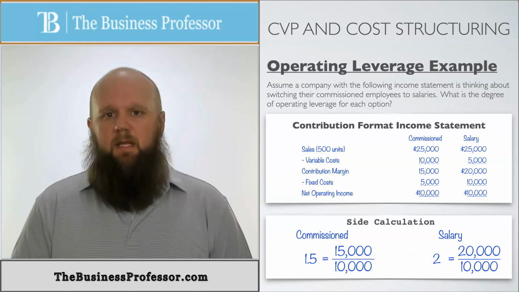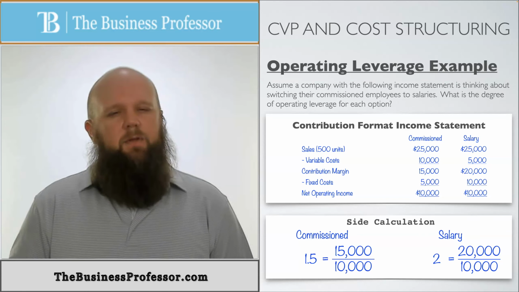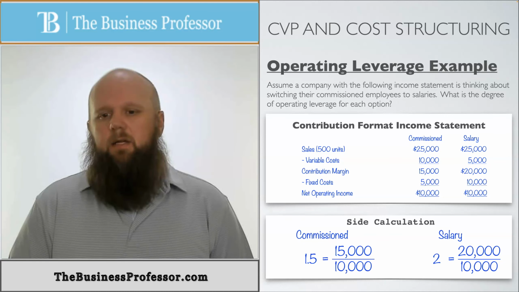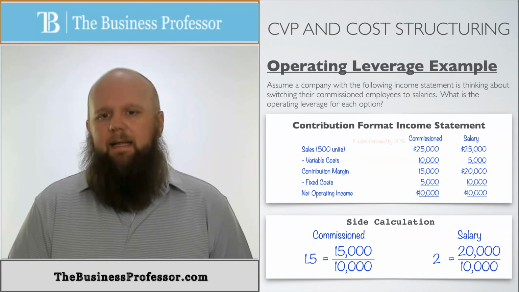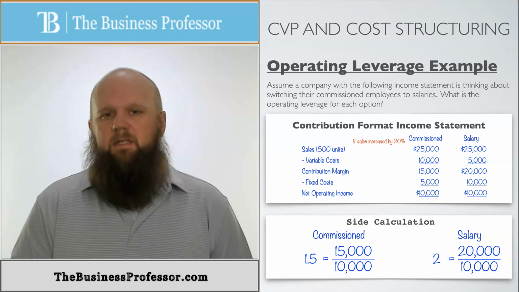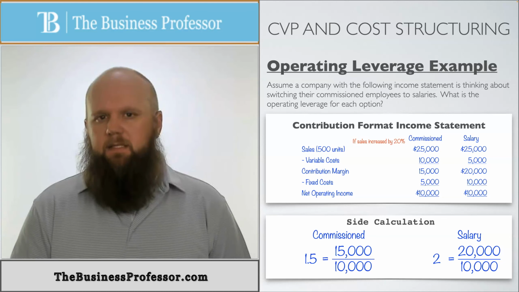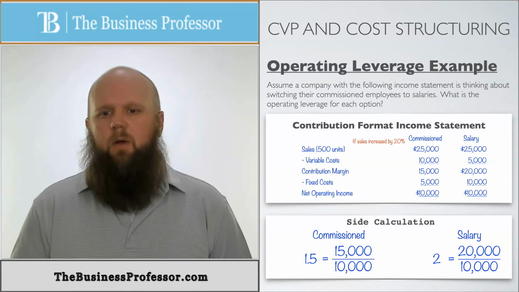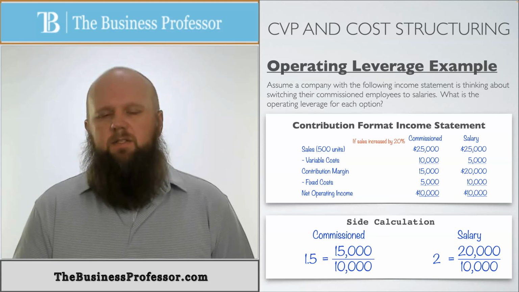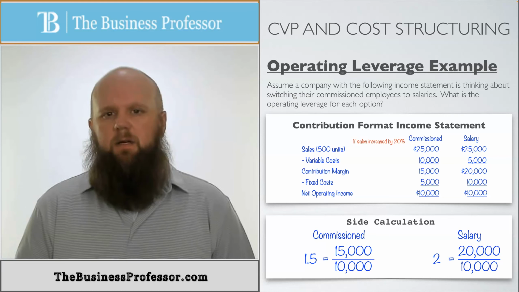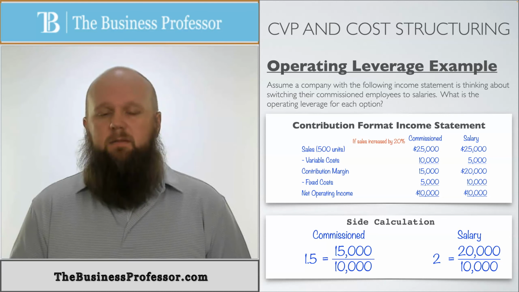Now, first and foremost, that lets me know that salary is going to be the more risky one because the number is higher. But there's also something else you can do with that. Let's assume, what happens if sales increase by 20%? Maybe this is what we're actually having right now, but the management team's asking you, well, what happens if we do something and the sales increase by 20%? What is the effect on our net income? Using both of these examples.